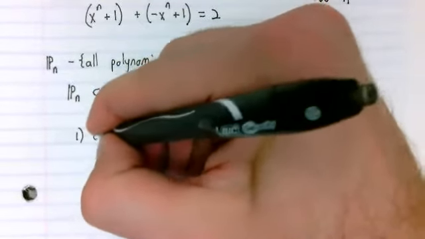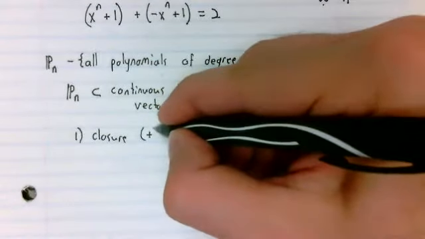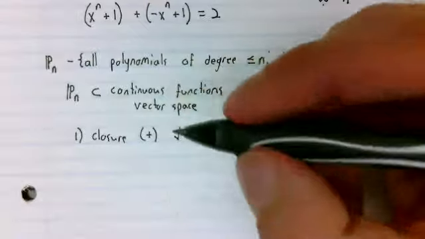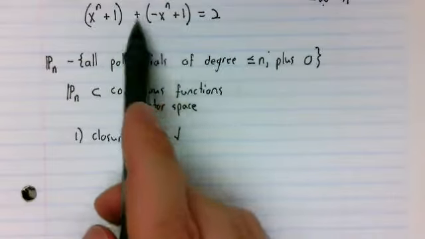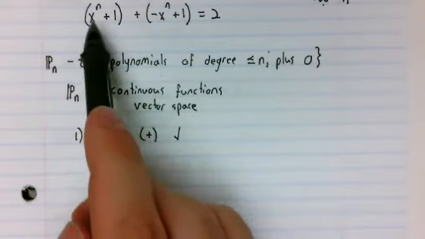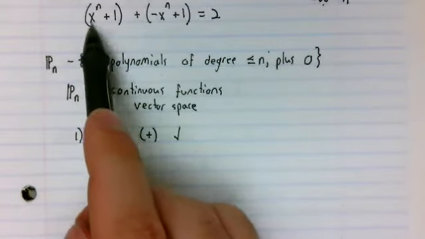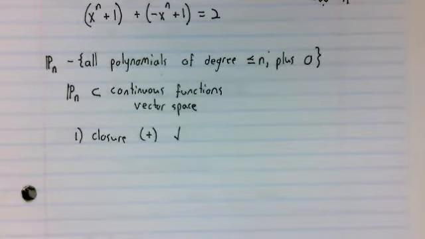Closure under addition. Check. Adding two polynomials can reduce the degree if things happen to cancel, but it certainly can't increase the degree. You can't add a fifth-degree polynomial with another fifth-degree polynomial and suddenly have a seventh-degree polynomial.